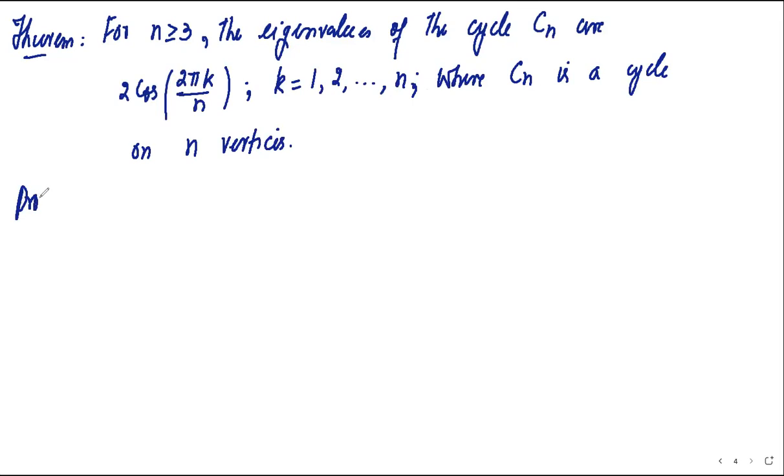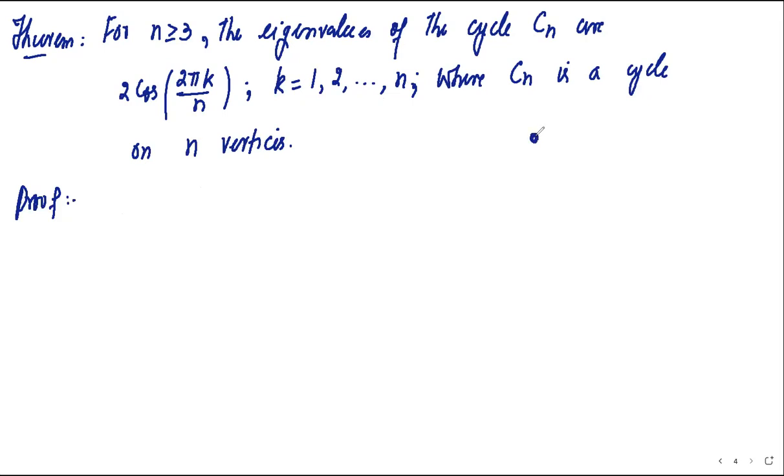So the proof. Now, in order to prove that the eigenvalues of Cn are these, we have to show that the eigenvalues of the adjacency matrix of Cn are twice cos 2 pi k by n for these n values of k. So for that, we will look at how the adjacency matrix of the cycle Cn looks. Now, before doing that, we will have a look at the cycle Cn.